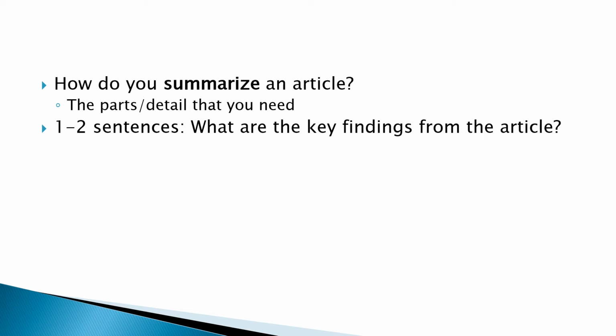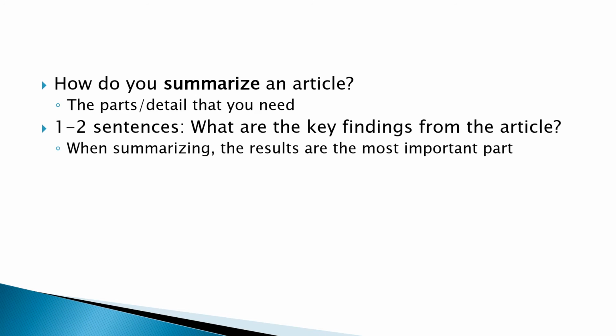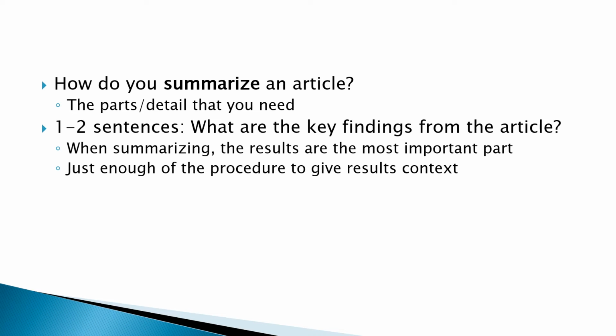And the way I like to think about it is that you probably could spend 1 to 2 sentences talking about what was done in the methods section and 1 to 2 sentences talking about what they found in the results section. Keep in mind that the results are the most important part, and you want to provide just enough of the procedure to give the results context.